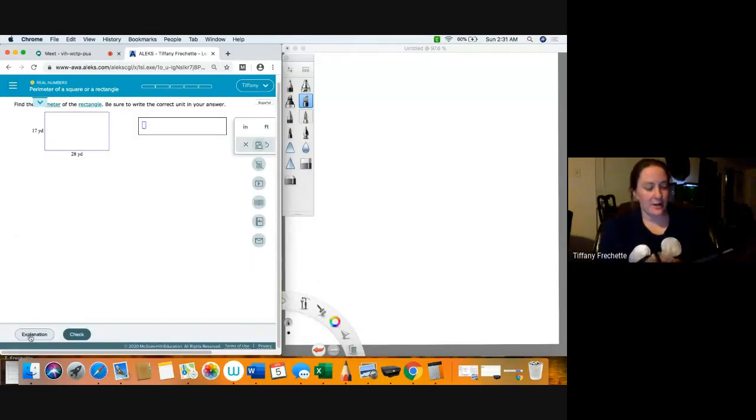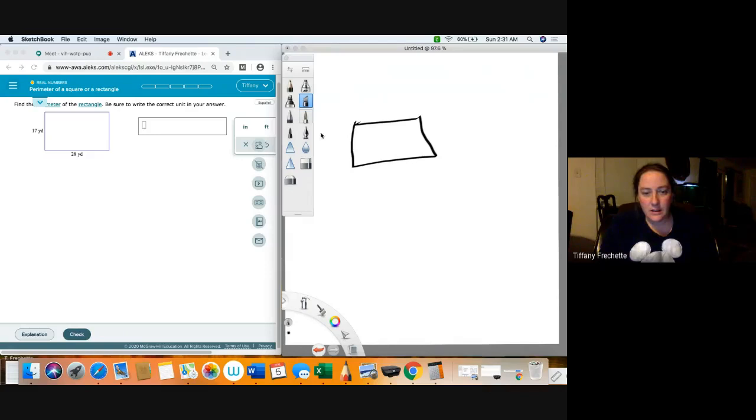Okay, so we start off with a rectangle. Yay! If we know that this is a rectangle, and this side is 17 yards, and this side is 28 yards, again, basic understanding of our basic shapes. If this side is 28, then the opposite side is also 28. If this side is 17, then the opposite side is also 17. This is just basic understanding of a rectangle.